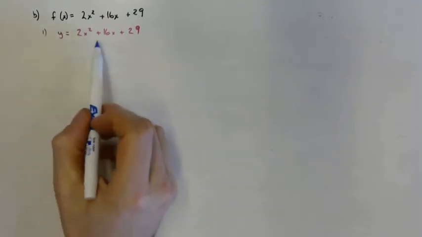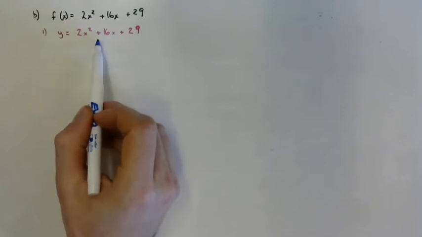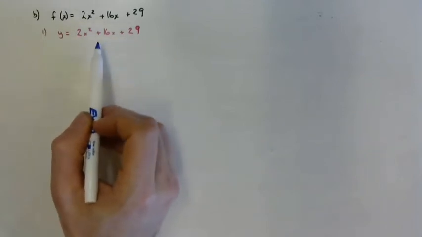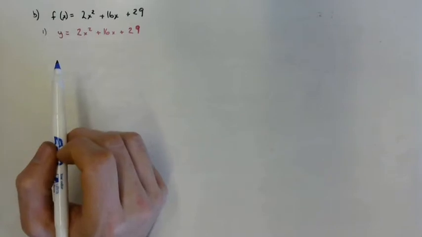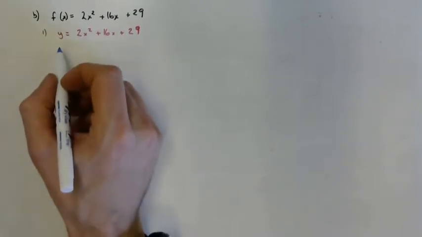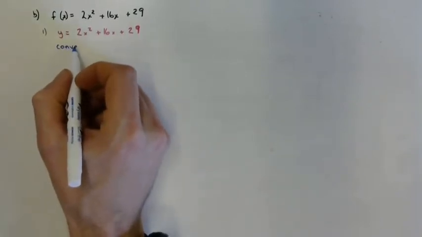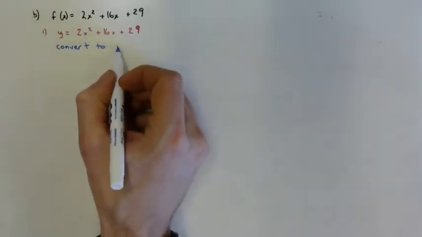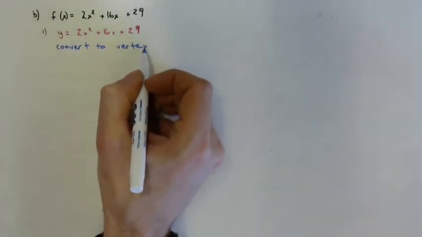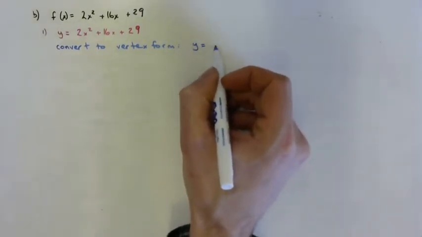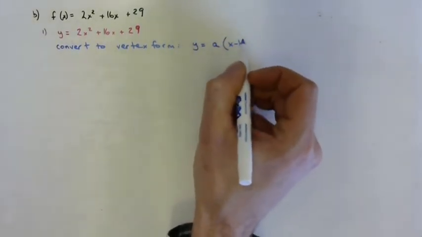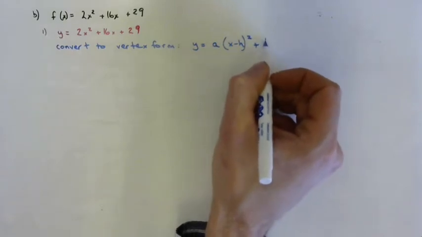You know 3 forms of a quadratic equation. One of them is standard form, which we're in. That doesn't work because it's ax squared plus bx plus c. Factored form does not work because it's x minus r, x minus s. Vertex form works. Convert to vertex form, which is y equals a times x minus h squared plus k.